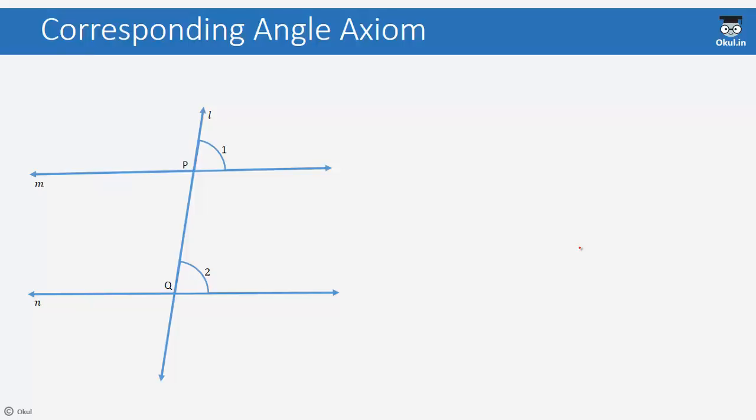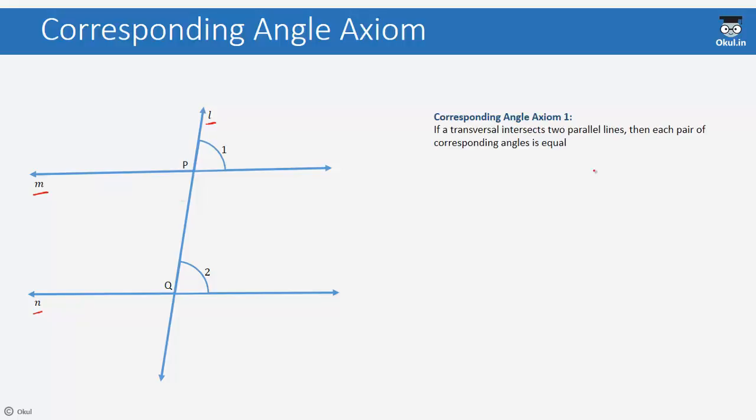Corresponding angle axiom. We have two lines M and N, and then we have a line L that intersects these two lines at points P and Q. We need to show a relation between the angles 1 and 2, which are the corresponding angles. For the rest of the pairs of corresponding angles, the result will be the same.